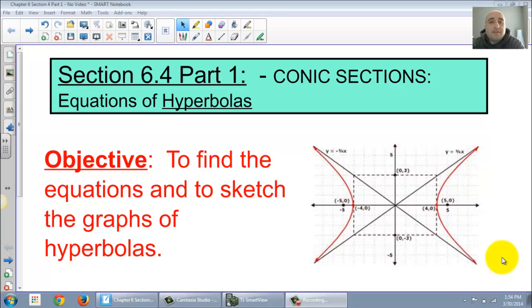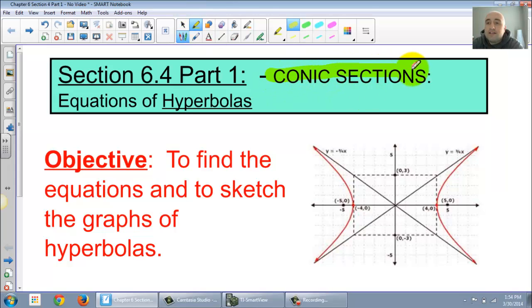Alright, so here we're going to start section 6.4 part 1. This is going to be a two-part video. We're still talking about conic sections, and we're actually going to talk about the third of four that we're going to do this chapter, called hyperbolas.